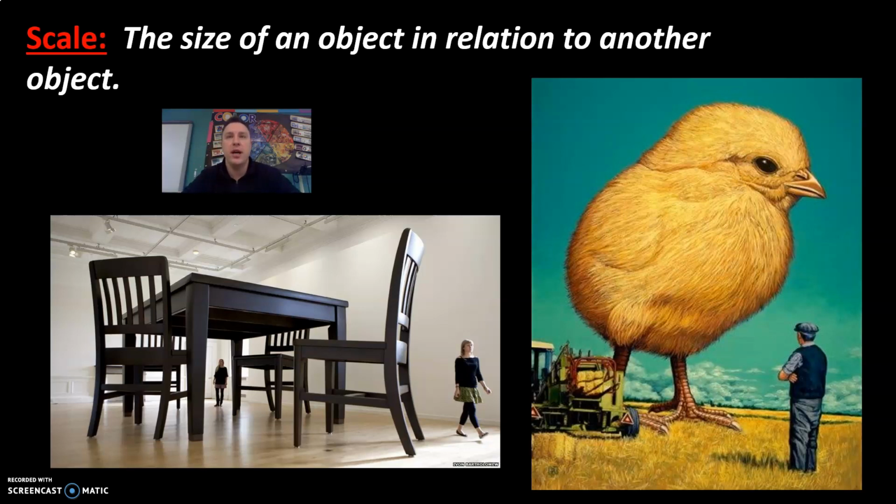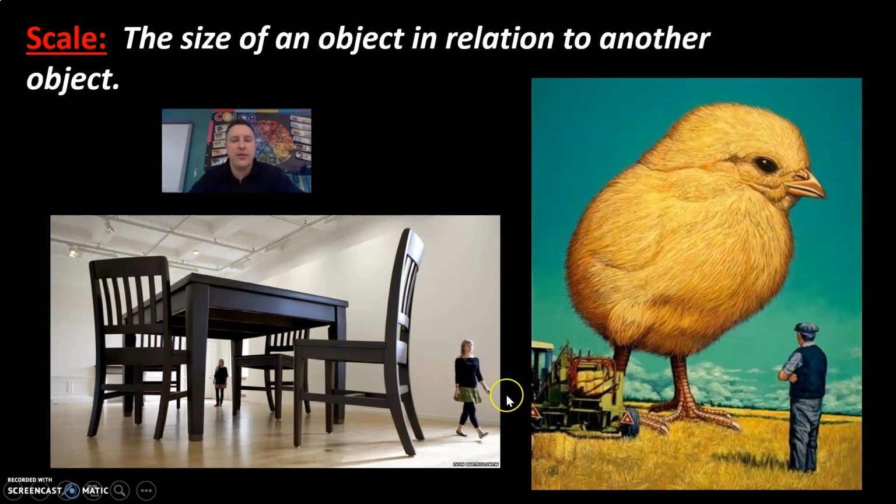But if you add any other subject, any other object, the chicken's scale is immediately affected because you are then comparing the chicken to something else. So when I now compare the chicken to just the farmer, the chicken is too big and the farmer is too small, so the scale of the chicken is too large. So again, it's very important to relate or compare one object to another. That is the only way you can determine scale.